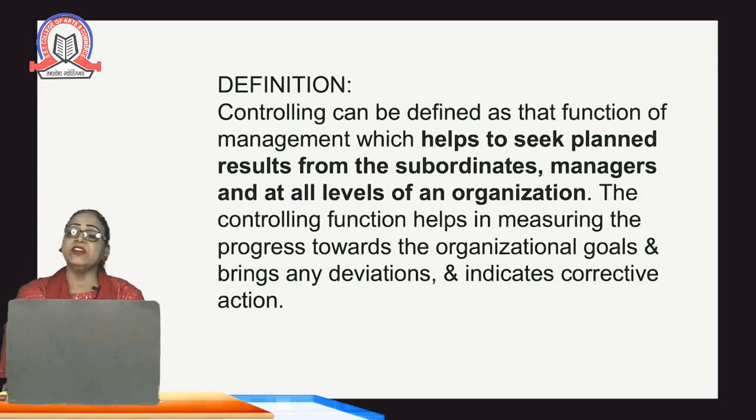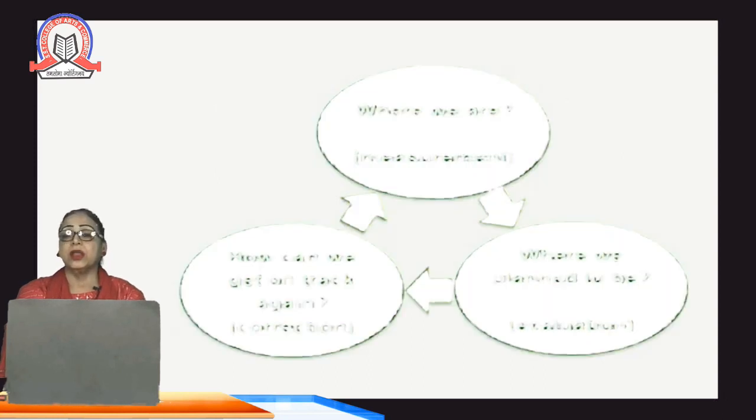So, the controlling function helps in measuring the progress and developments towards the organizational goals and brings out any deviations and indicates corrective actions. Now, before moving into the topic of controlling in depth, let us try to understand it in the simplest way.